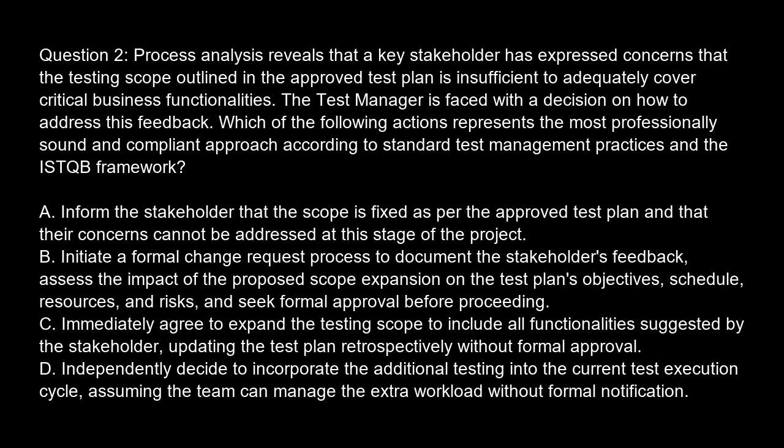Option C. Immediately agree to expand the testing scope to include all functionalities suggested by the stakeholder, updating the test plan retrospectively without formal approval. Option D. Independently decide to incorporate the additional testing into the current test execution cycle, assuming the team can manage the extra workload without formal notification.